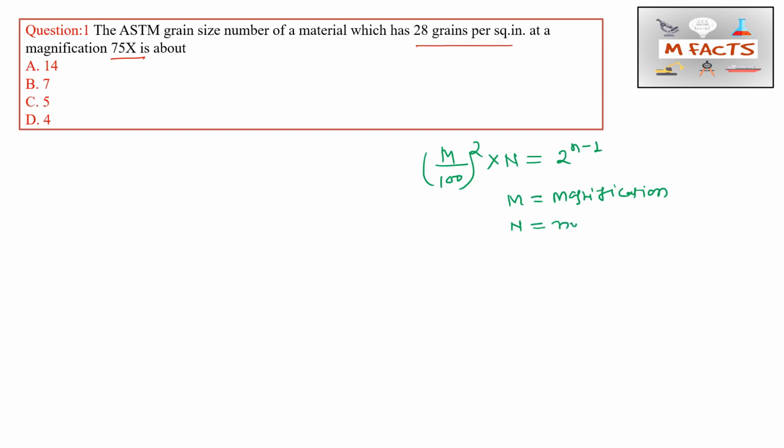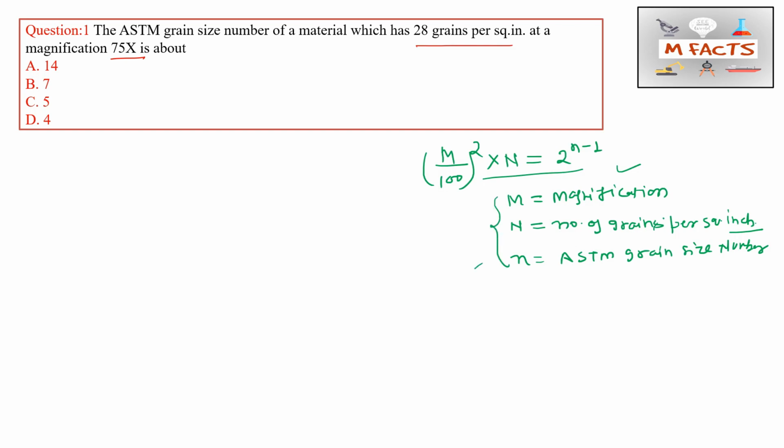So this capital N is equal to the number of grains per square inch. I am writing per square inch because this formula is for per square inch, and we can also change it to mm or centimeters. I will tell you how to change those things. And this small n is equal to the ASTM grain size number. So these are the three things they will give in the exam, and they will ask for one thing from this formula.